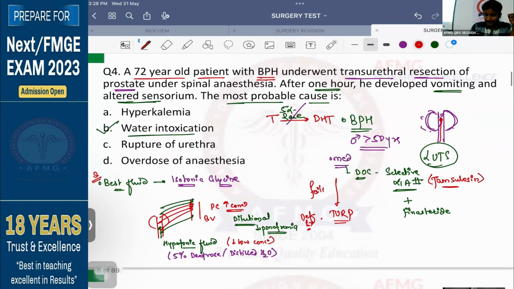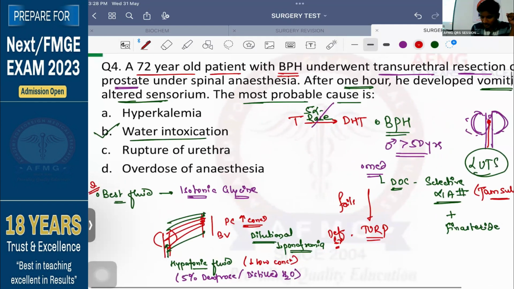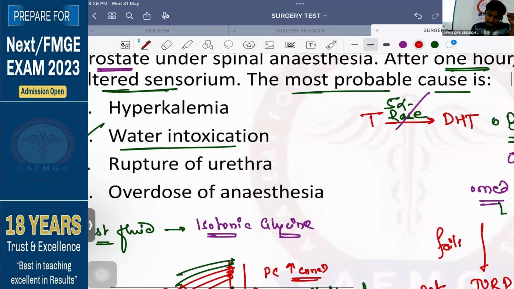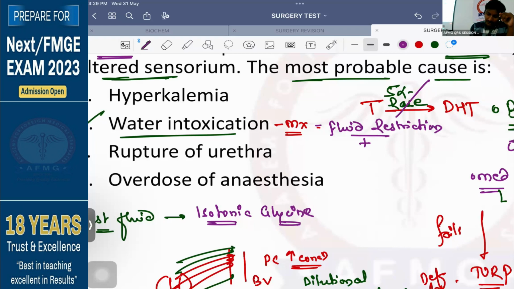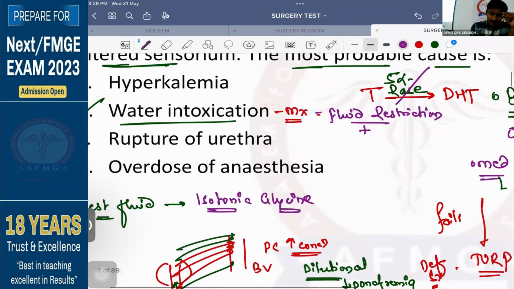What is done for management? कैसे मैनेज करोगे, डाइल्यूशन हो चुका है ना, बहुत ज्यादा फ्लूइड गया है, तो और फ्लूइड दोगे क्या पेशेंट में, तुम नहीं दोगे. तो फर्स्ट लाइन मैनेजमेंट इज डेफिनेटली फ्लूइड रेस्ट्रिक्शन. इसके साथ साथ डेफिनेटली अगर जरूरत पड़ती है, डायूरेटिक्स कभी कभी देते हो, बट अगर सोडियम की लेवल बहुत कम हो जाती है, तो तुम्हें सोडियम देना पड़ेगा.